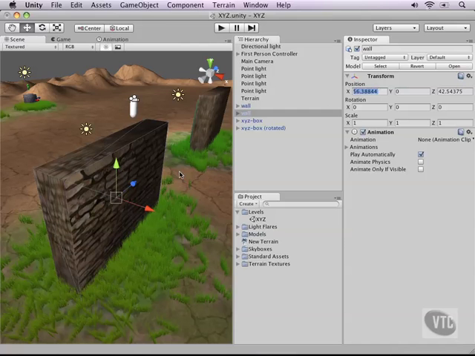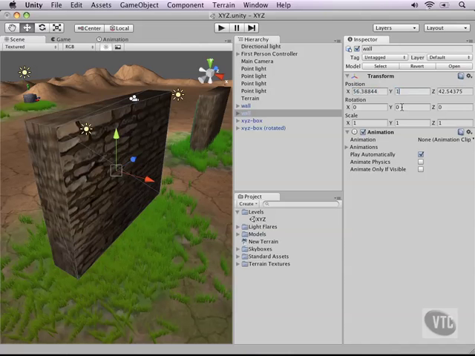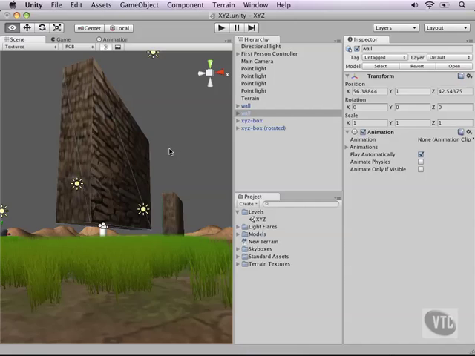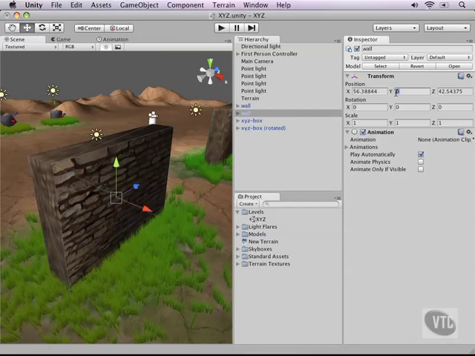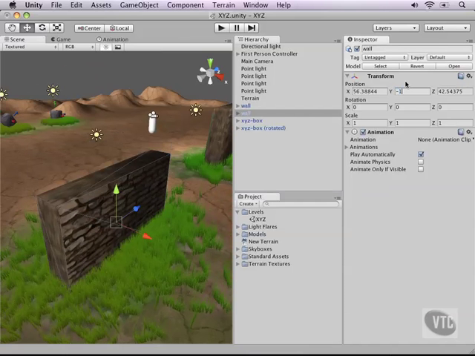So if I take, for example, the Y position and I start counting upwards and change it from 0 to 1, you can see that the wall starts floating up from the air and it's no longer positioned on the terrain. However, if I start moving it down into a negative number, for example, -1, it goes down into the floor.